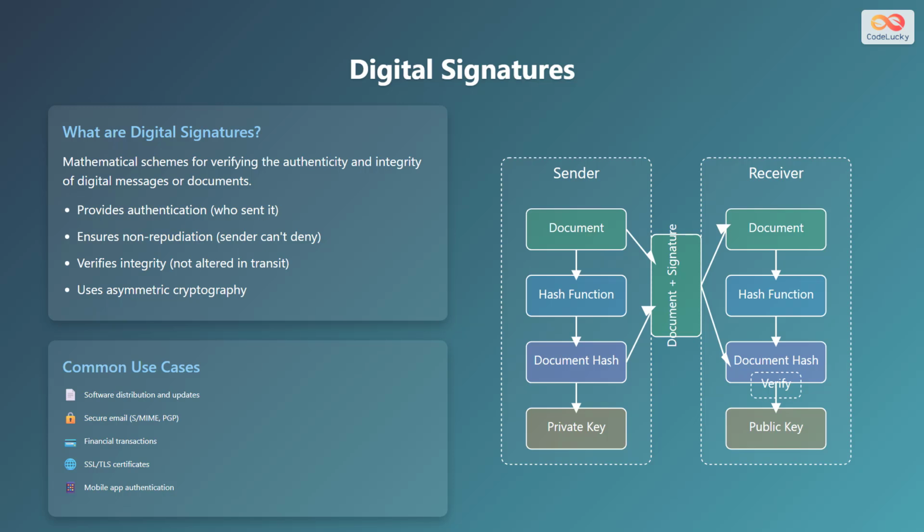In summary, the sender uses their private key to sign a document, creating a digital signature. The receiver can then use the sender's public key to verify the signature and ensure the document's authenticity and integrity.